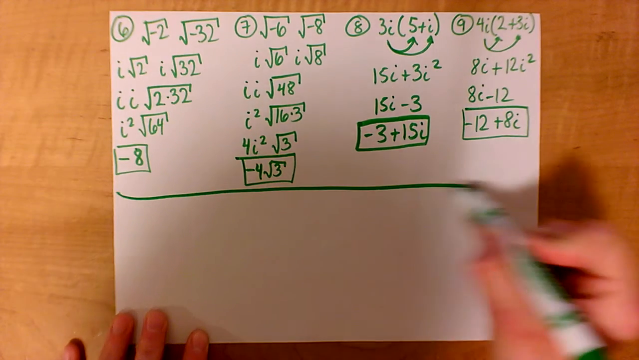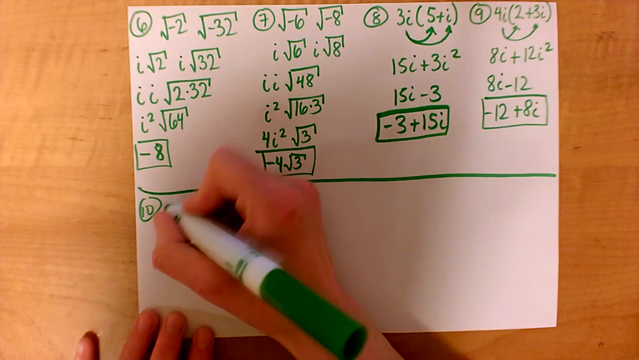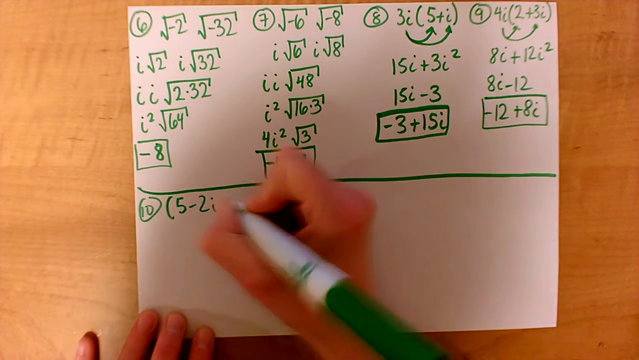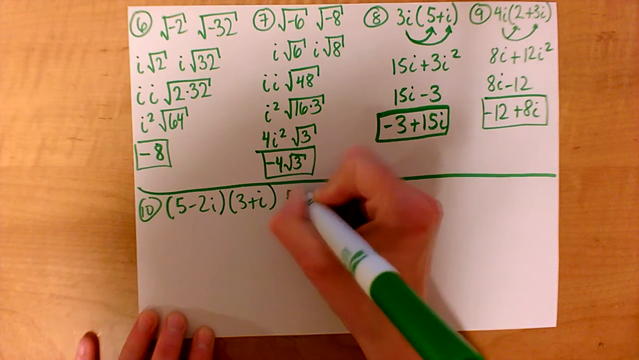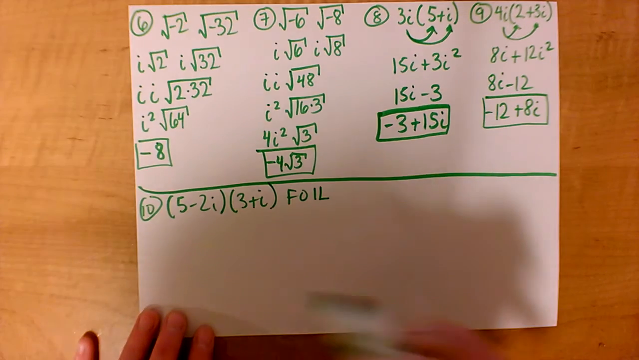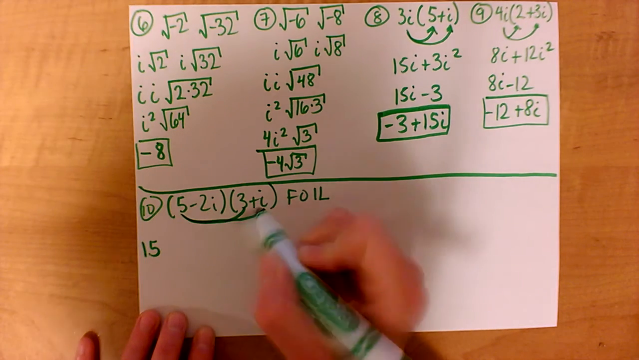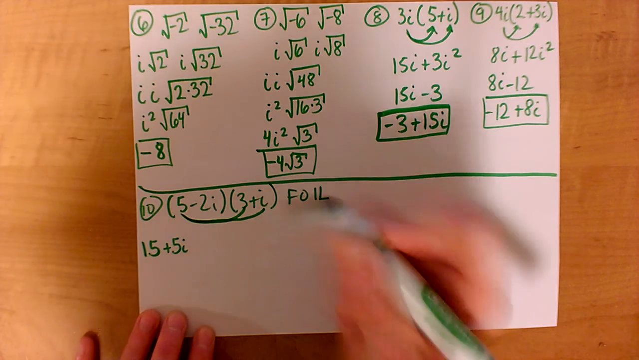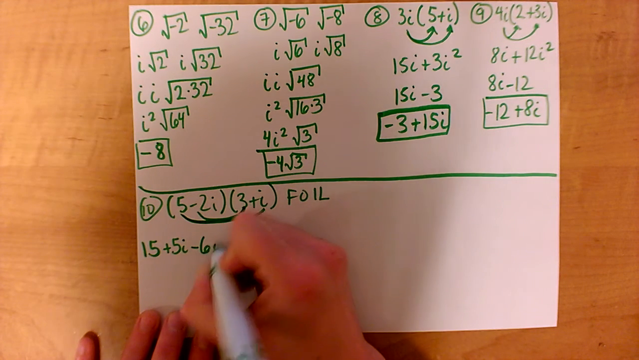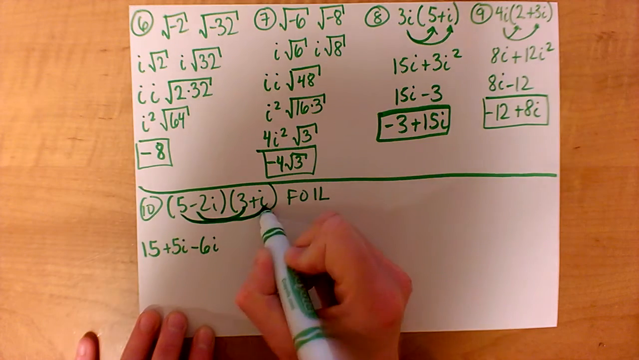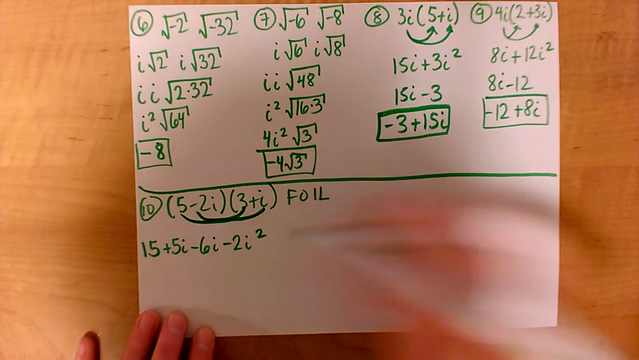Let's see. So we'll go down here and we'll go on to number 10. Now number 10 is different than anything we've seen before. What we're going to have to do is FOIL that stuff. Okay, so if we multiply our first, 5 times 3 is 15. My outers, 5 times i, that'll be plus 5i. My inners, negative 2i times 3 is a negative 6i. And then my last, negative 2i times i, is going to be a negative 2i squared.